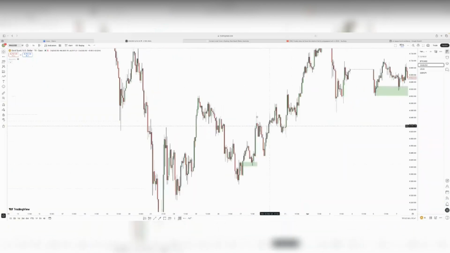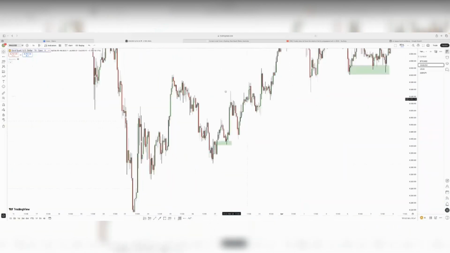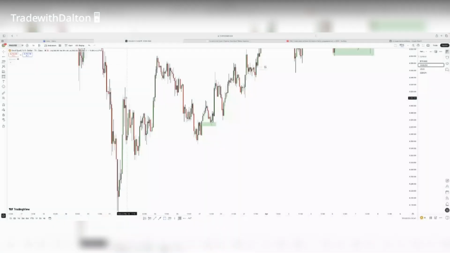This is a bearish order block. This high created this low. This becomes the order block. This is also an order block. This high created this low. This becomes your order block to expect price to sell from, and you can see how price reacted from that zone.